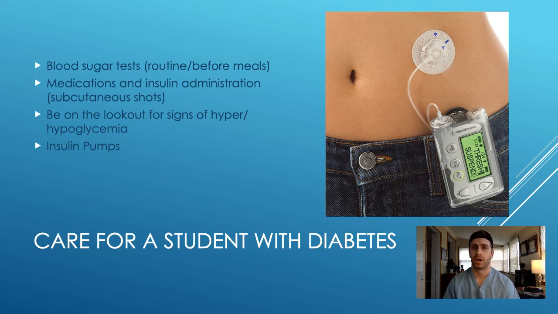And then insulin pumps, as you can see right here in this picture, that's an insulin pump. It has insulin in it, and it measures as well as administers insulin. So it measures blood glucose as well as administers the right amount of insulin for it. But it's still important, even if they have this, to keep an eye out for signs of hyperglycemia, because sometimes these machines have errors.